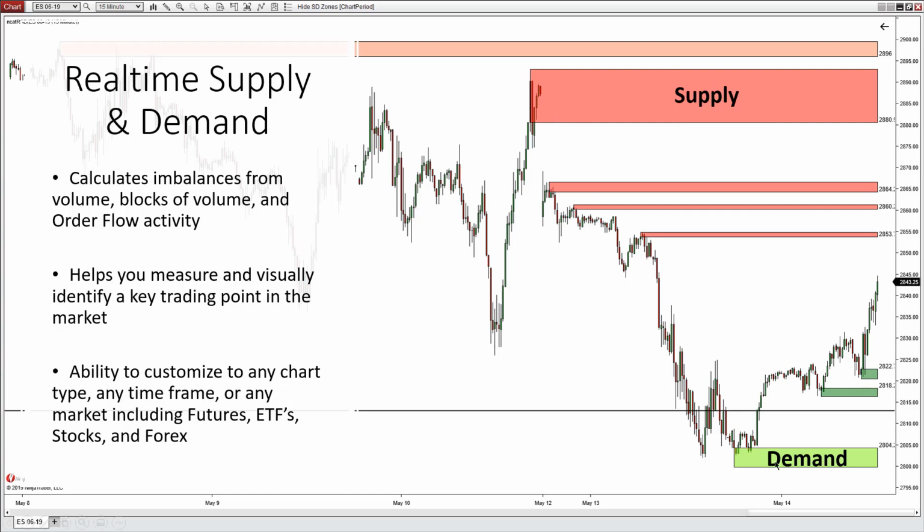You can see down here we have these green zones. The light green zones have our blocks of buy volume coming into the market, pushing the market higher. These light green zones have been retested, and these dark green zones have not been retested. So it visually gives you a great idea of what is going on and who is in control of this market.